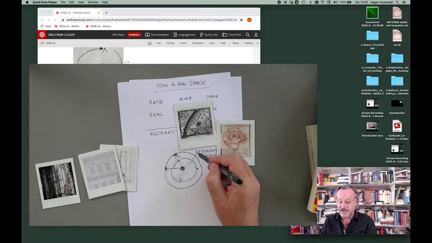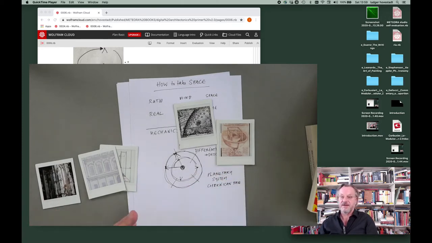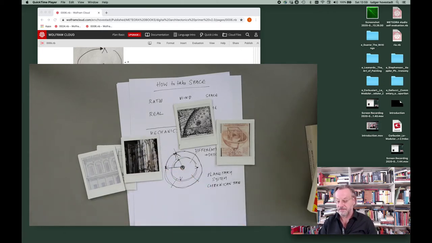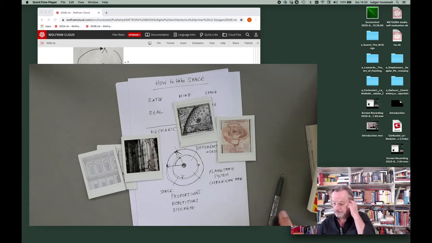And then you see certain constellations, for example, 1 to 4, 1 to 5, 1 to 3, in certain diameters and a certain speed, distances to the center of the sun. So it's heliocentric and it's not any longer real. So you have proportions. And you have repetitions. And it's discrete. These are the notions of space.